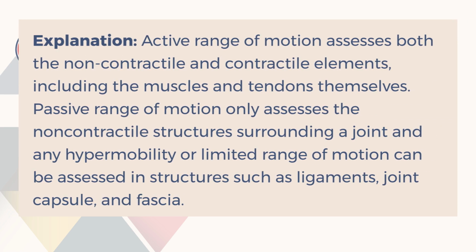Explanation. Active range of motion assesses both the non-contractile and contractile elements, including the muscles and tendons themselves. Passive range of motion only assesses the non-contractile structures surrounding a joint, and any hypermobility or limited range of motion can be assessed in structures such as ligaments, joint capsule, and fascia.